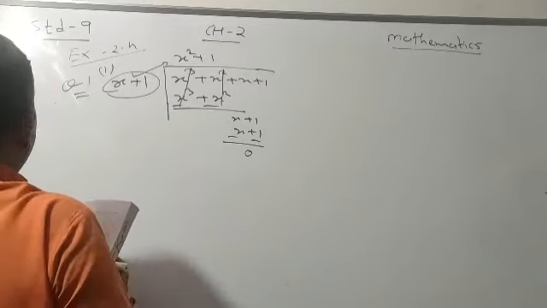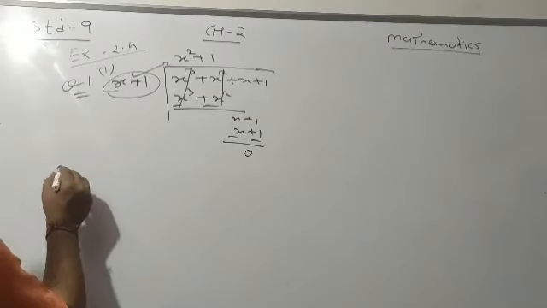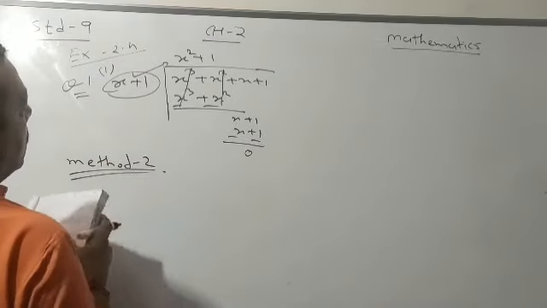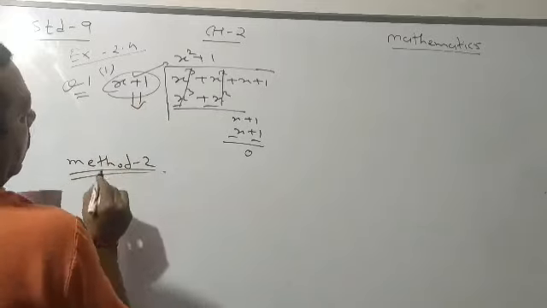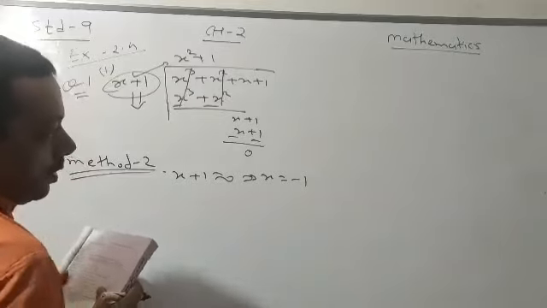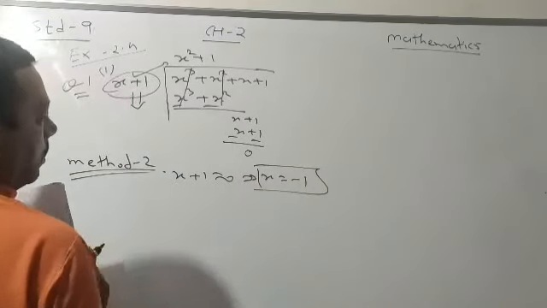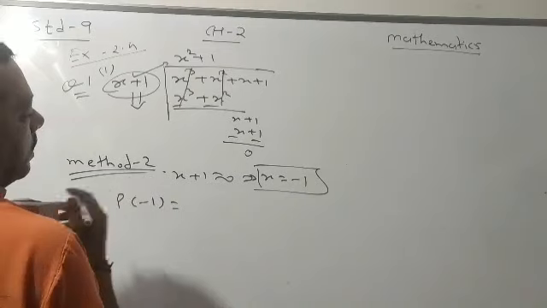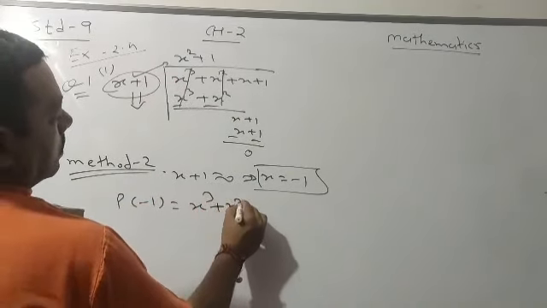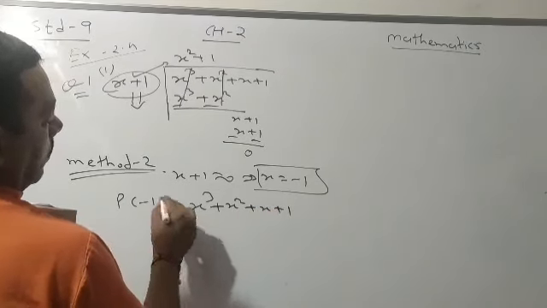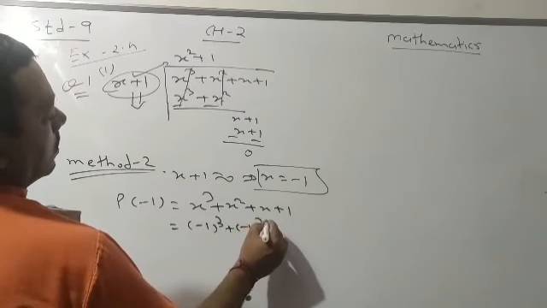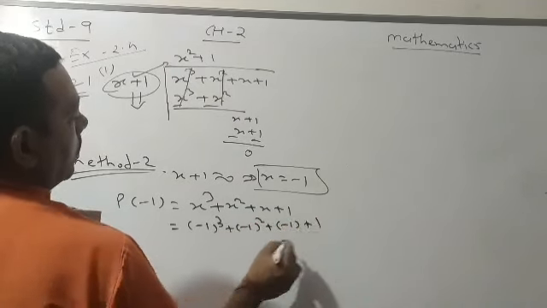But the other method is method number 2. If we consider x plus 1, then x plus 1 equal to 0 means x equal to minus 1. Now in this method, we have to find p of minus 1. So the original polynomial is x cube plus x square plus x plus 1. If I put minus 1, then minus 1 cube plus minus 1 square plus minus 1 plus 1.